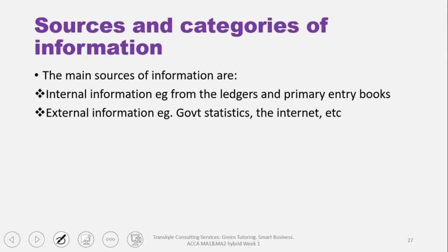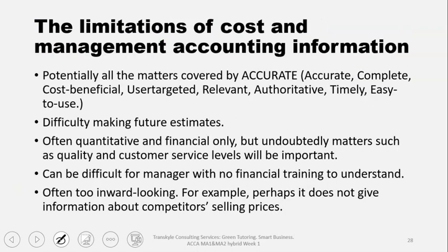Sources and categories of information. The main sources of information are internal information, for example, from the ledgers and primary entry books. Then, it could be external information, for example, government statistics, the internet, etc. The limitations of cost and management accounting information. Potentially, all the matters covered by accurate, complete, cost beneficial, user targeted, relevant, authoritative, timely, and easy to use.